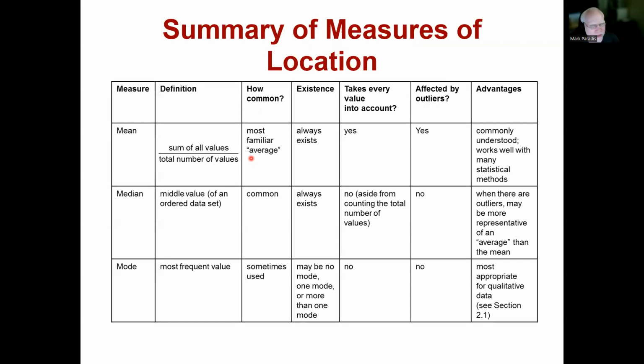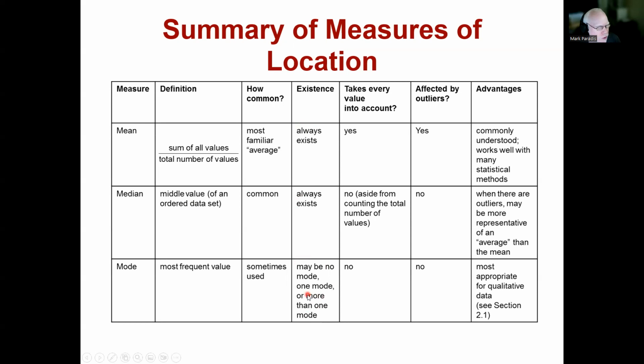It's used in a lot of different statistics. It has a lot of value. The median is fairly commonly used, so it's still something you're going to see a lot of. The mode, much less commonly used, but it is sometimes used. The mean and median always will exist in a data set. In terms of the mode, there may be no mode, one mode, or more than one mode.